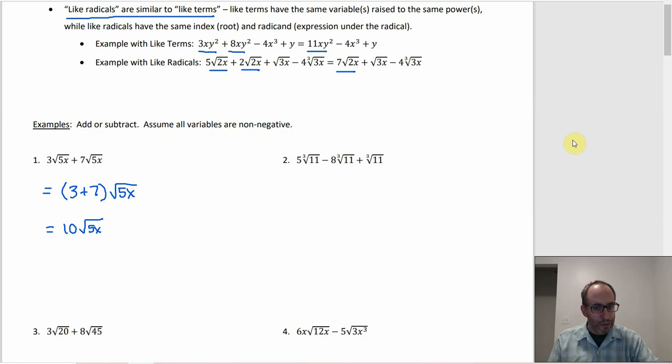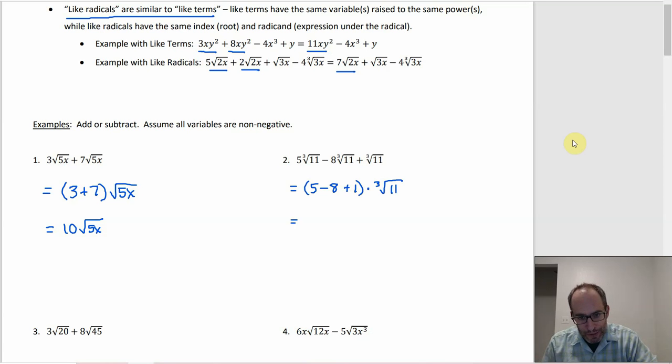All right, and we can do a similar thing over here in number 2. The cube root of 11 shows up in all 3 terms. So it's 3 terms instead of 2 terms that you can combine together, but you could do it all in one shot if you wanted, where then you could say this would be 5 minus 8 plus 1 times the cube root of 11. And 5 minus 8 plus 1, that's negative 3 plus 1, so that's negative 2. So negative 2 times the cube root of 11.